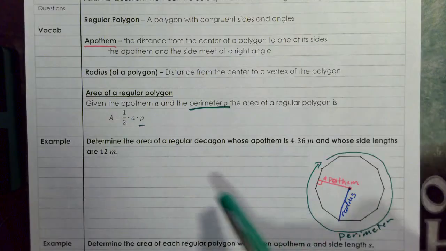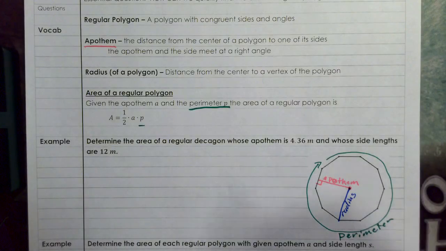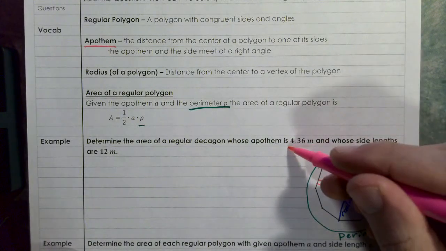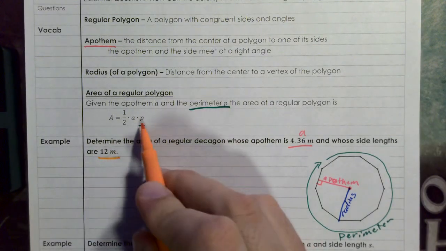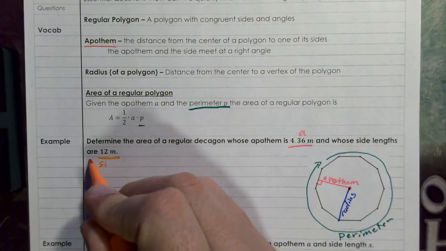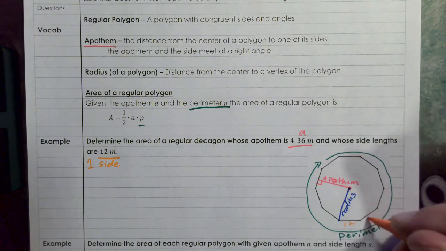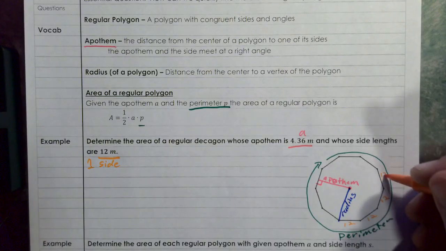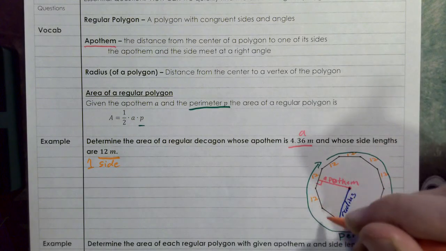So if we wanted to find the area of a regular decagon whose apothem is 4.36 meters, so that is our A, but we get a side length of 12. But 12 is not our perimeter. This is just one side. So we've got to figure out what is the distance all the way around this thing, where each of these sides is 12.